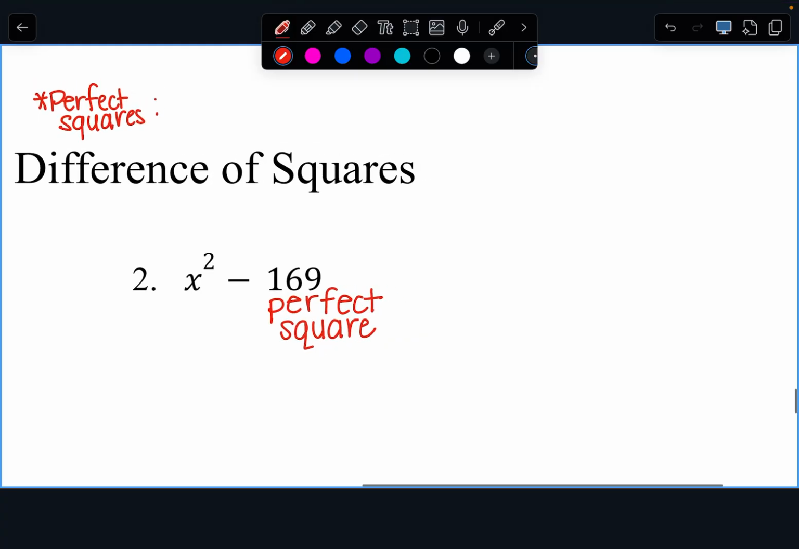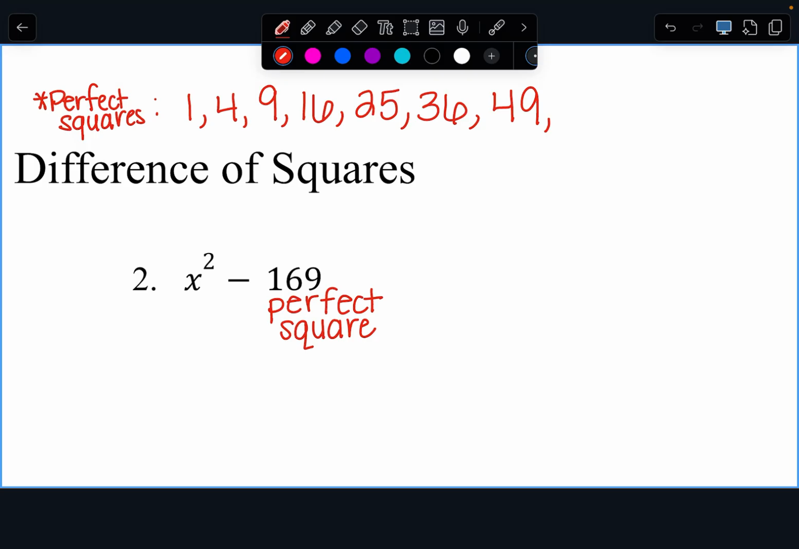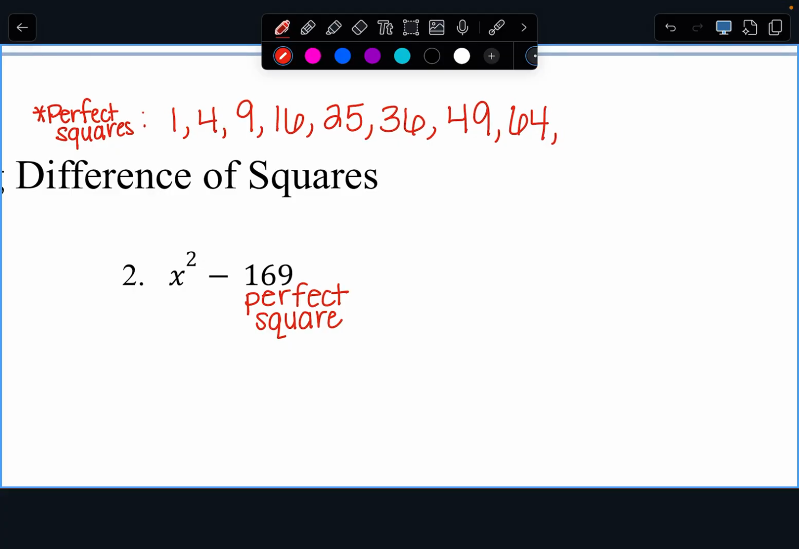What's 1 times 1? 1. What's 2 times 2? 4. 3 times 3? 9. 4 times 4? 16. 5 times 5? 25. 6 times 6? 36. 7 times 7? 49. 8 times 8? 64. 9 times 9? 81. 10 times 10 is 100.